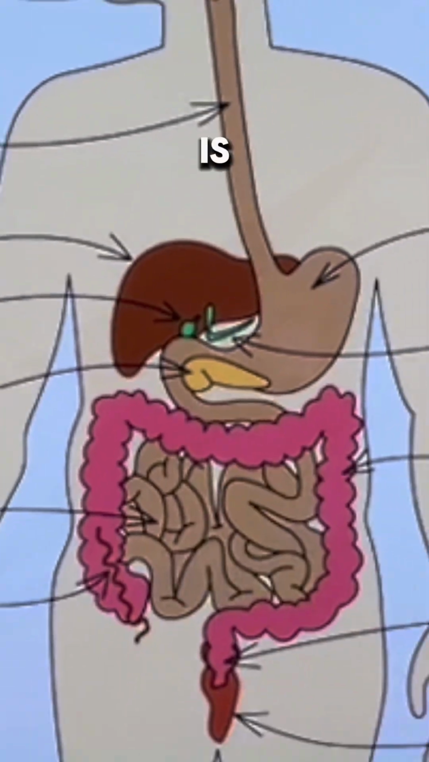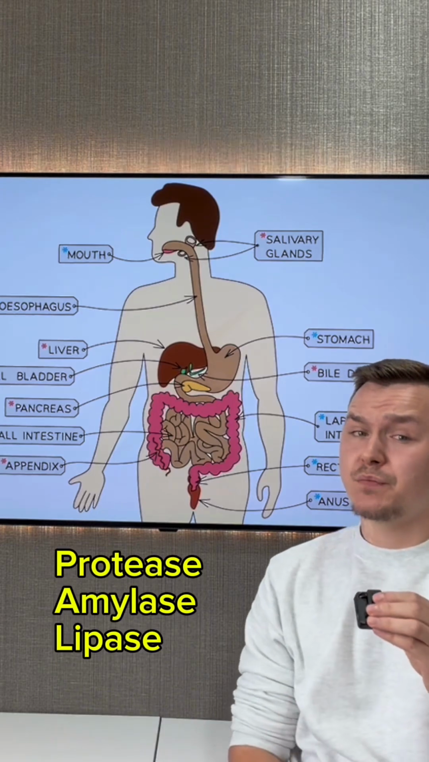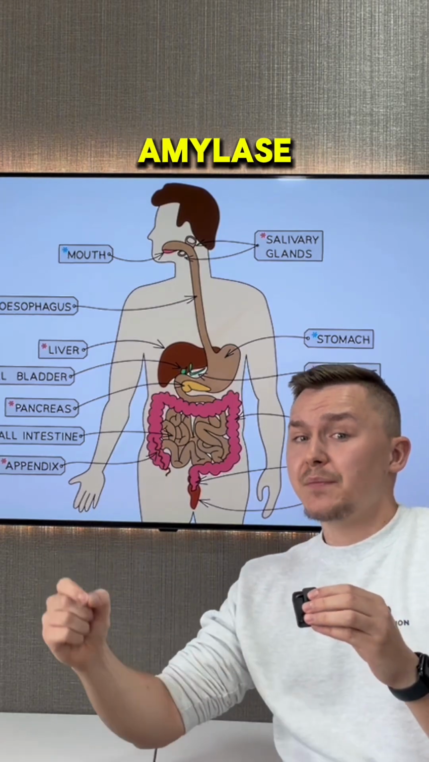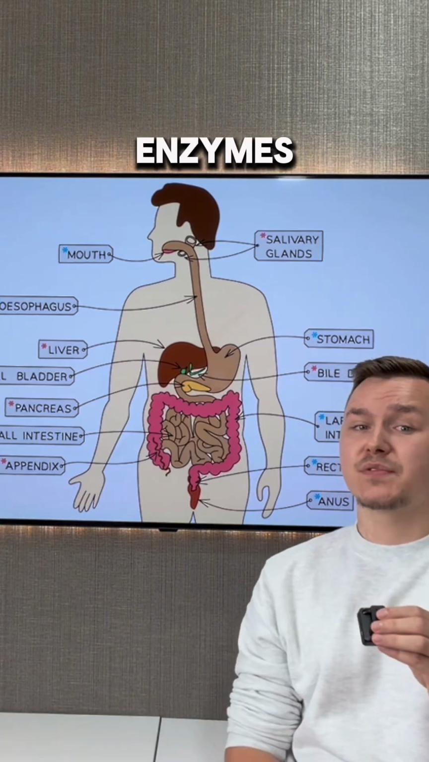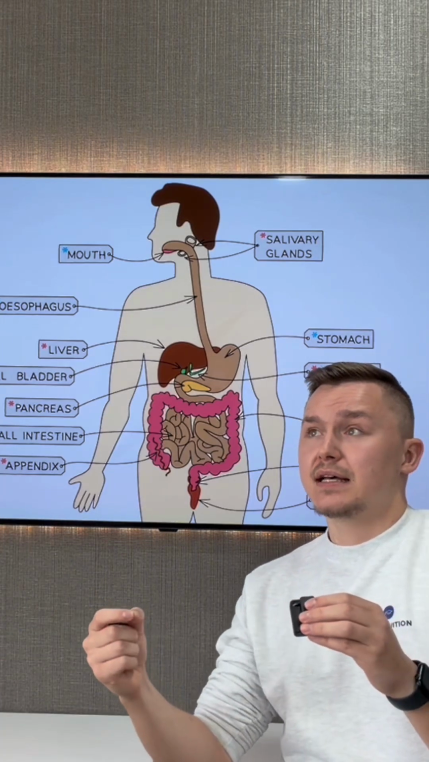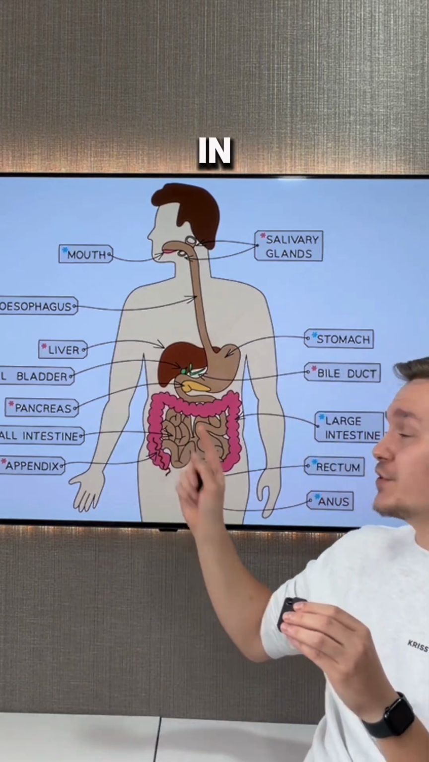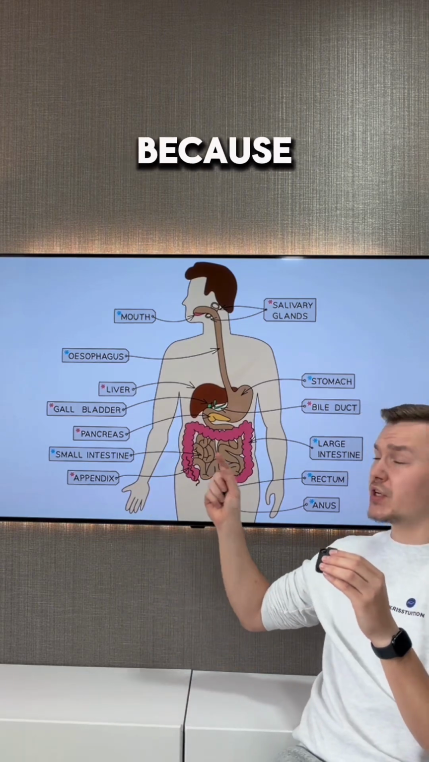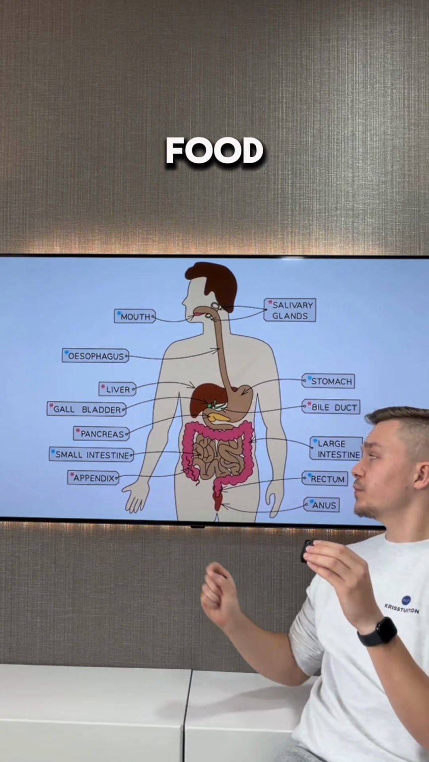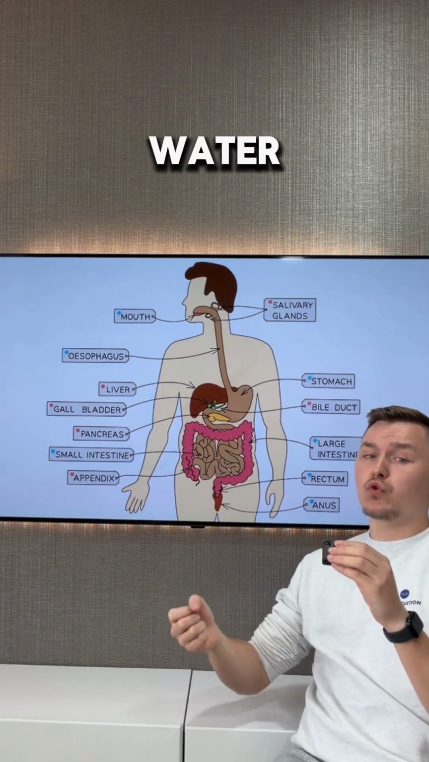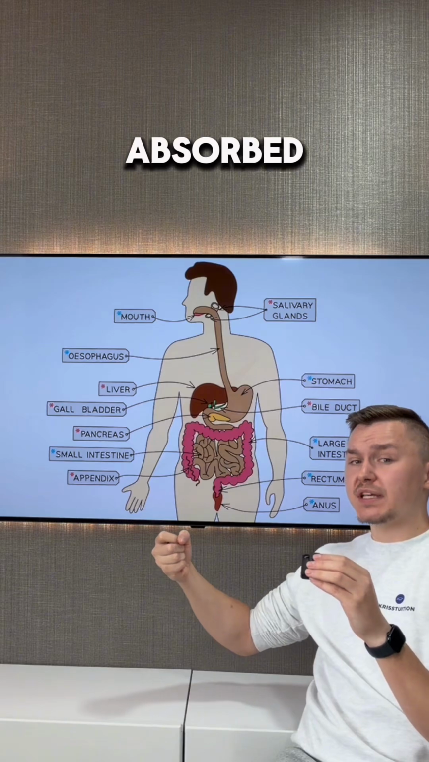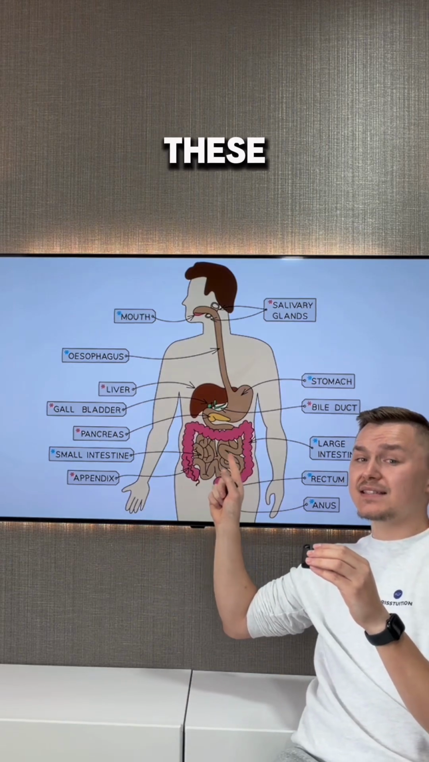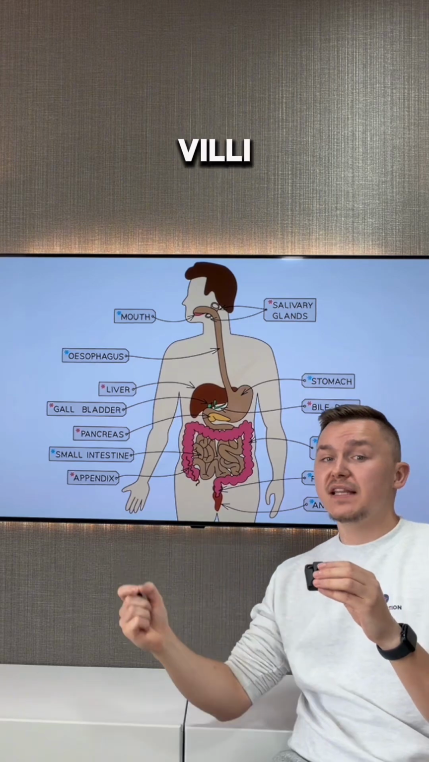The pancreas is also your best pal for digestion because it produces protease, amylase, and lipase enzymes to break down proteins, starch, and lipids in your small intestines. In the small intestine, that's where your digestion is complete because of those enzymes breaking down those food molecules, and the food molecules and water begin to be absorbed into the blood in the small intestines via the villi.